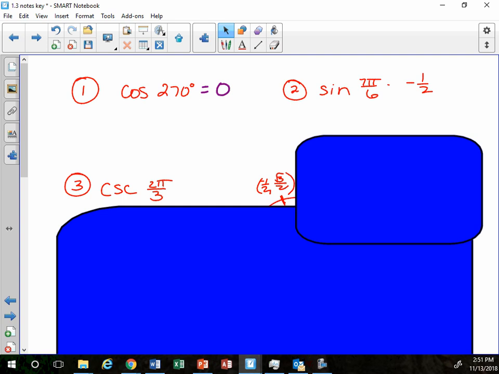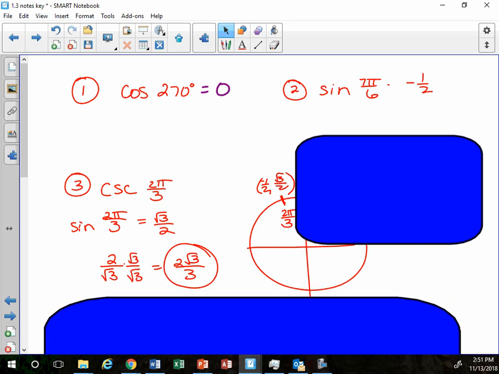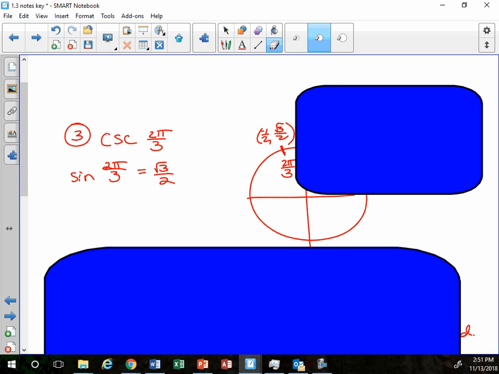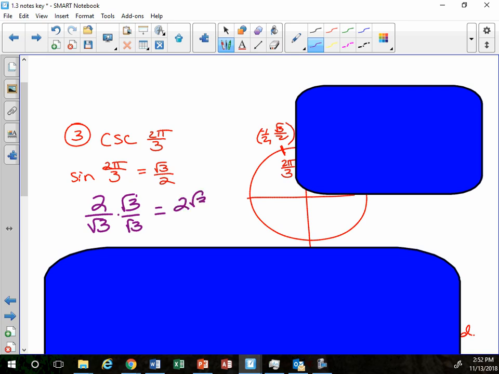Yeah. All right, guys. That one. And I'm just gonna get rid of all of this stuff. All right, guys. The sine at 2 pi over 3 is root 3 over 2. When I go to do cosecant, I am flipping that, so I get 2 over root 3. Can't have that. So that's 2 root 3 over 3. Okay?